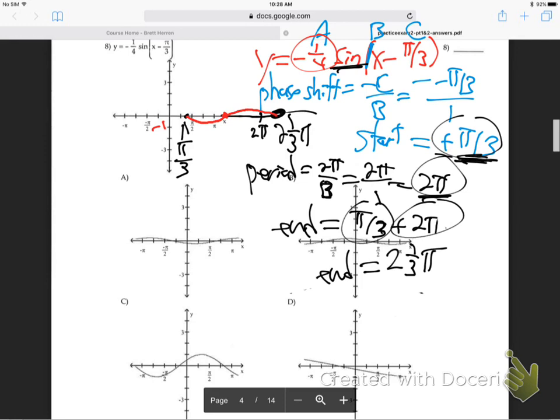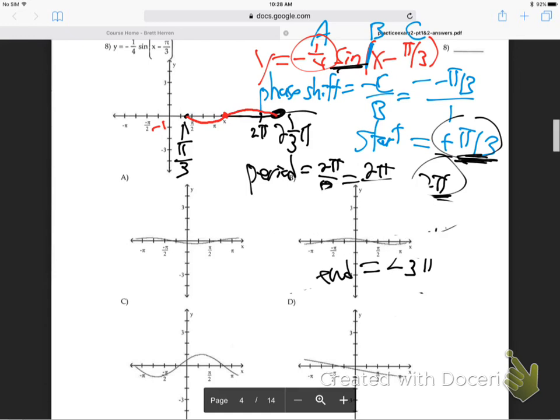Everybody good there? So which one does that? Which one starts a little to the right? So not A. A's got a weird shape. A's not right. It has the wrong phase shift, if I'm not mistaken. Yeah, it looks like it. I'm going to erase some of this so we can see here. Is it B?